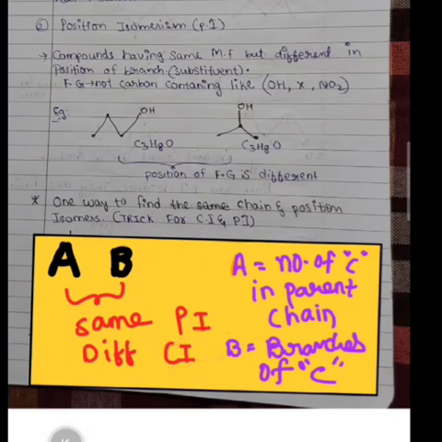What is A, what is B? A is the number of carbons in the parent chain. Suppose we have C4H10O. In this, the number of carbons in the parent chain is 4, so the A value is 4. And the B value is the number of branches of carbon. How many branches are present in this C4H10O? 0 branches are present. So how do you write A comma B? 4 comma 0, like that.